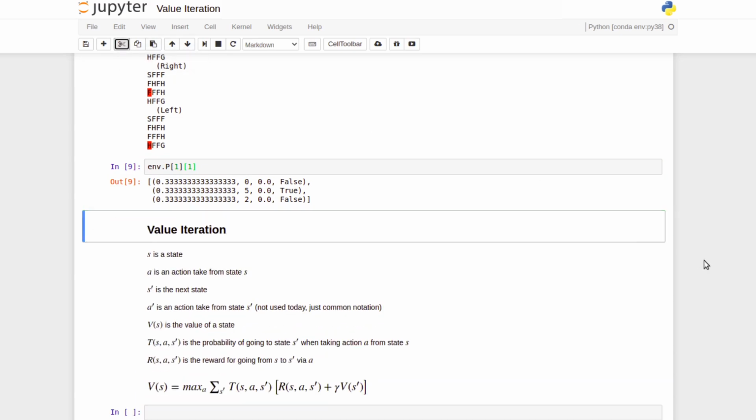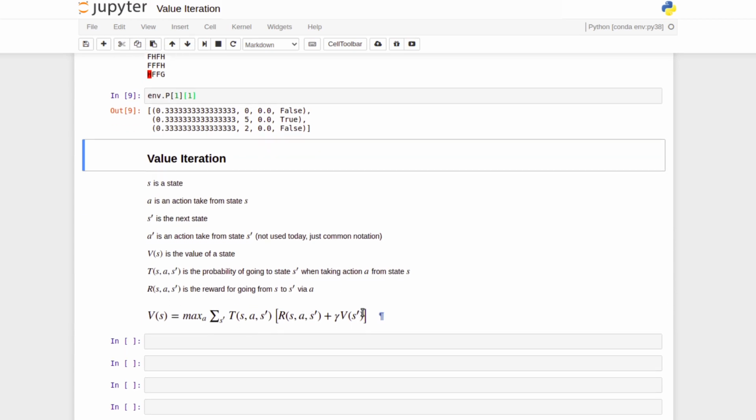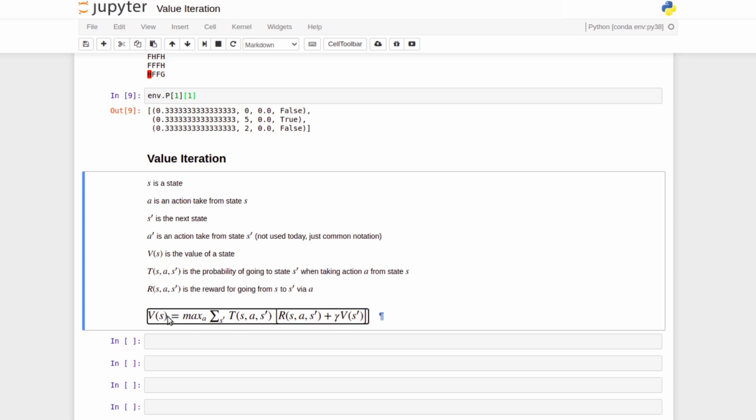So here is our value iteration section. This is the overall equation for value iteration. And I know at first glance, especially for those that don't have much of a mathematical background, this can look like an overwhelming set of information. So we're going to take a little bit of time to step through this in a bit of detail.